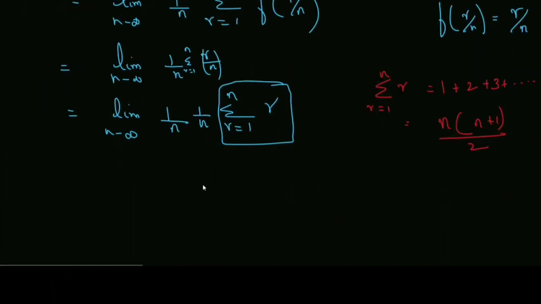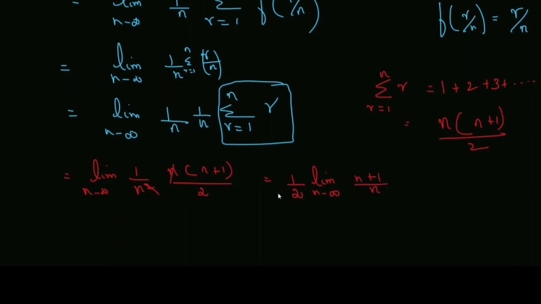So this will now change to limit n tends to infinity 1 by n square, into n into n plus 1 by 2. So this n and one n can be cancelled. This 2, take it outside the limit, 2 is a constant. So 1 by 2 limit n tends to infinity, now you have n plus 1 by n. The 2 is taken out. So this is equal to 1 by 2. The n plus 1 by n, you can just divide by n.